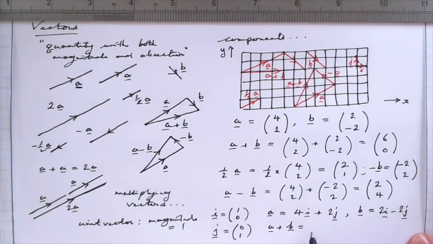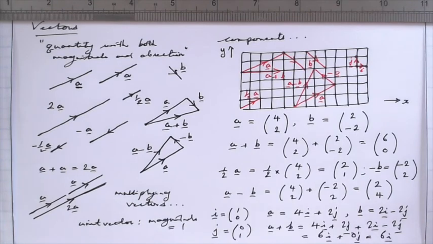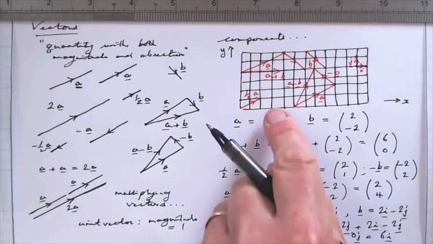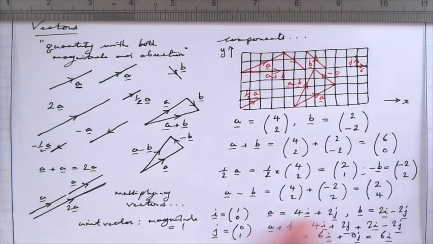So A plus B here would be 4i plus 2j, which is A, plus 2i take away 2j. So the apples then, 4 lots of i plus 2 lots of i is 6 lots of i, and then the oranges, 2 lots of j take away 2 lots of j is 0 lots of j. We would just write that as 6i. So this i and j notation is actually very, very handy, and perhaps for many applications preferable to using this column representation, but at the end of the day they're completely equivalent.